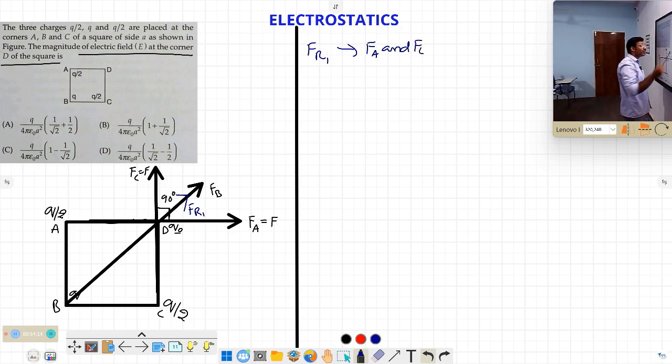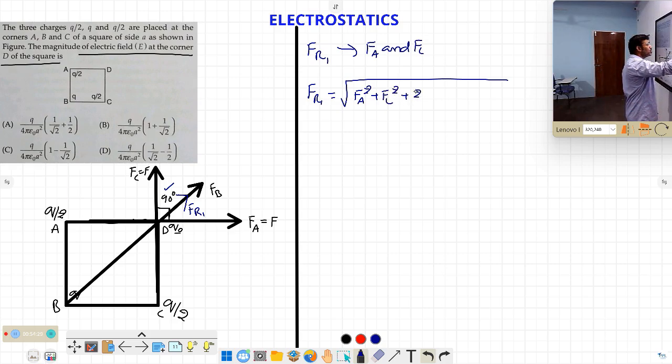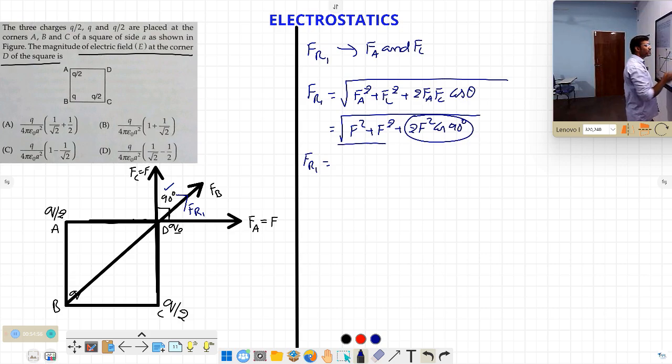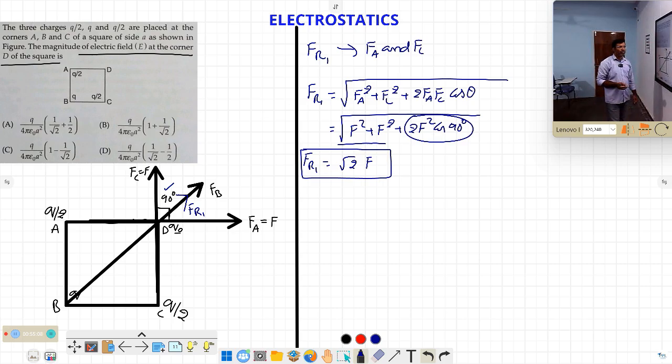According to our concept, FA and FC are both the same, equal to F. So FR1, according to the parallelogram law of vector addition, where both are separated by a certain angle, that is 90 degrees, I can write the formula: FR1 equals square root of FA square plus FC square plus 2 FA FC cos theta. In this case, FA is nothing but F, so that is F square plus F square plus 2 F square cos 90 degrees. Cos 90 is equal to how much? 0. Since cos 90 is 0, this total term becomes 0. So I can write FR1 is equal to root of F square plus F square, that is root of 2 F square, which is nothing but root 2 F, because square and root cancel. So the resultant of A and C will be root 2 F.